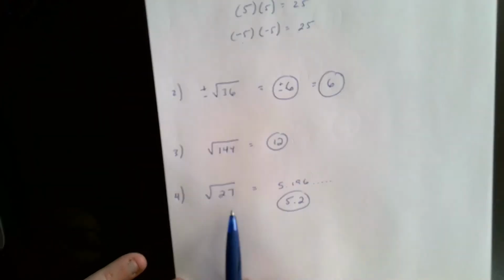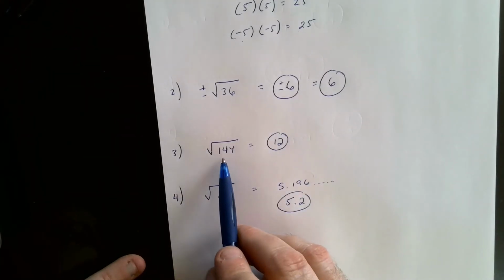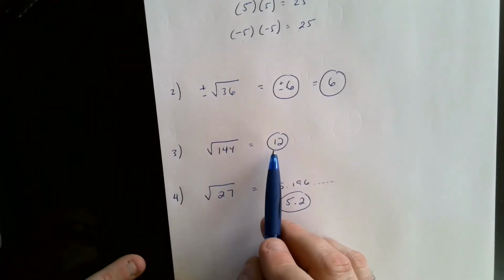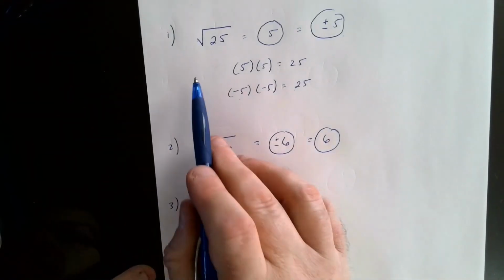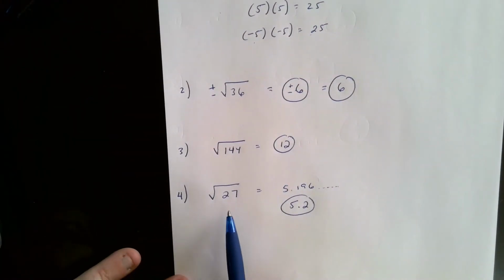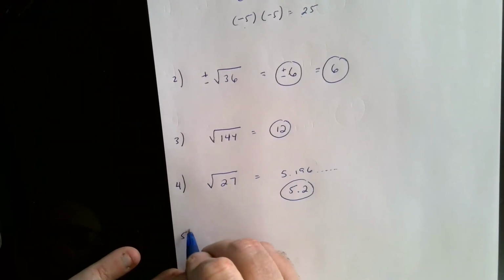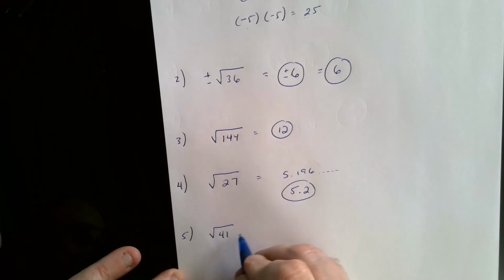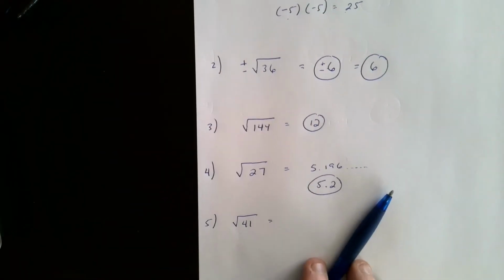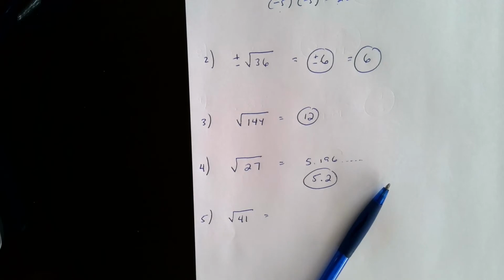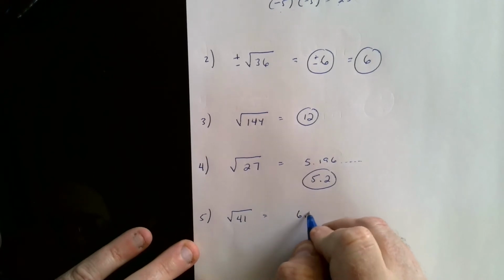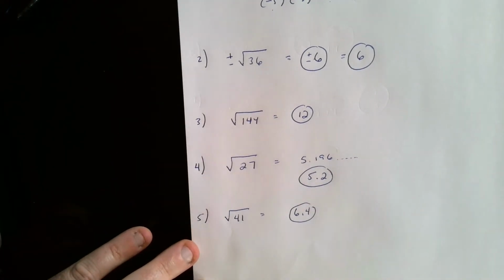So as you're doing these, not every square root will turn out to be a whole number. So the square root of 144 is 12, the square root of 36 is 6, the square root of 25 is 5. But we can also do the square root of 27. It just turns out to be a decimal. We get 5.2. If we're asking for, let's say, the square root of 41, okay? Once again, there is not a perfect number that gives you the square root of 41. It's going to turn out to be a decimal. So if you put that in your calculator and round to the nearest tenth, you end up with roughly 6.4. Okay?